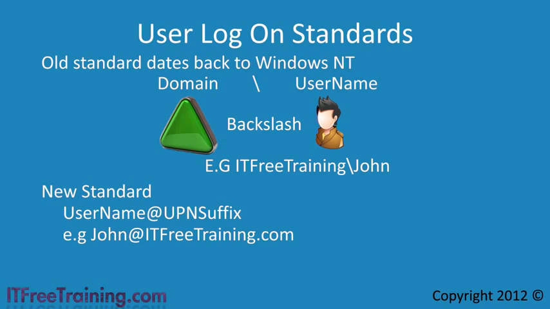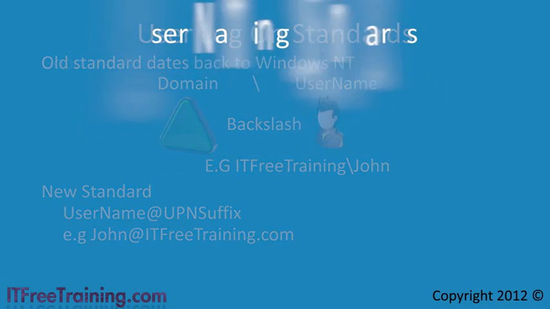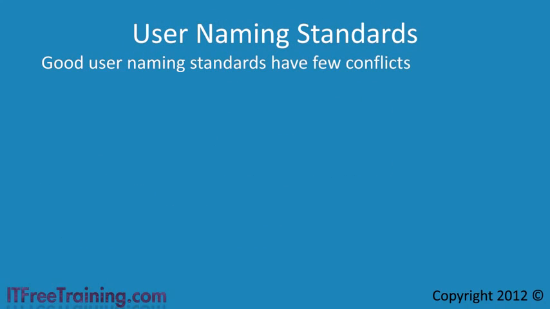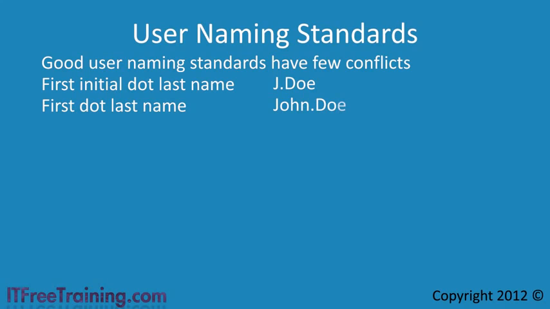Regardless of which system you use, you will need to work out a system of naming that minimizes the number of naming conflicts. An example is first initial dot last name. Some companies will even go for longer names like first name dot last name, or a simpler standard like last name first initial. The longer the login name, the less likely you will have two users with the same login.